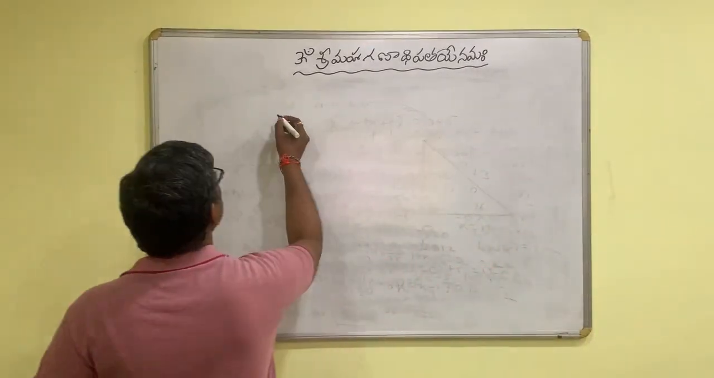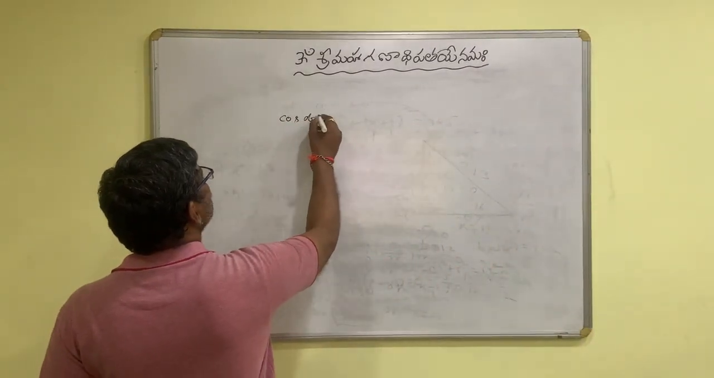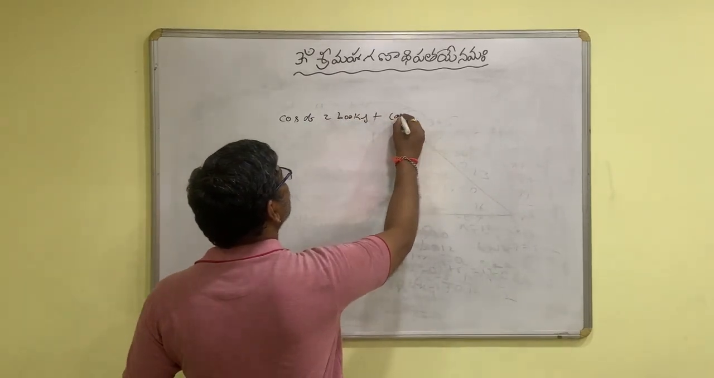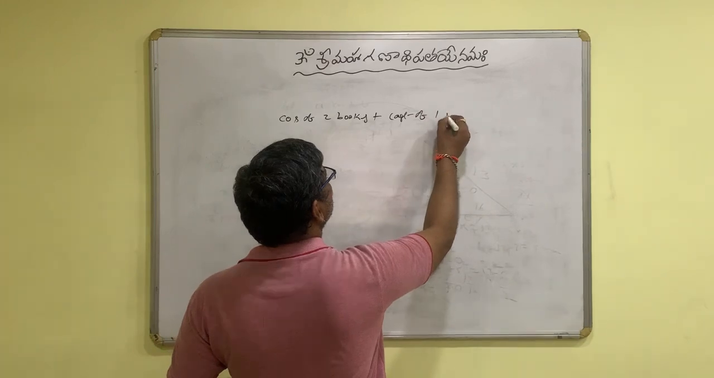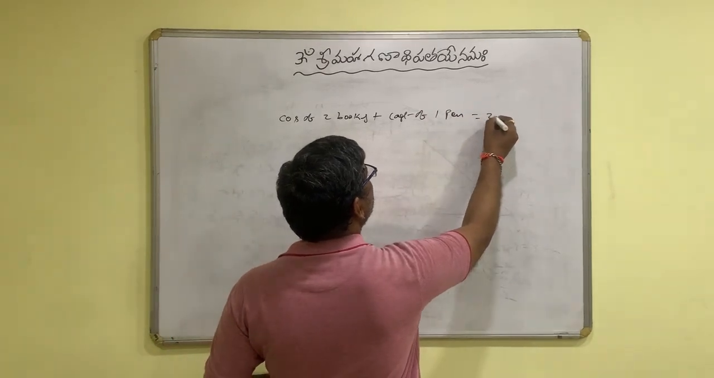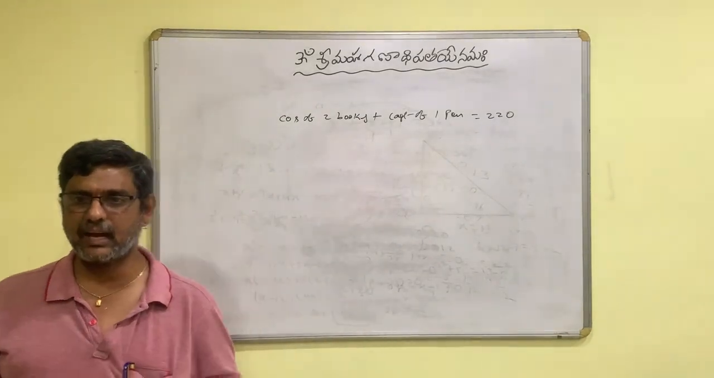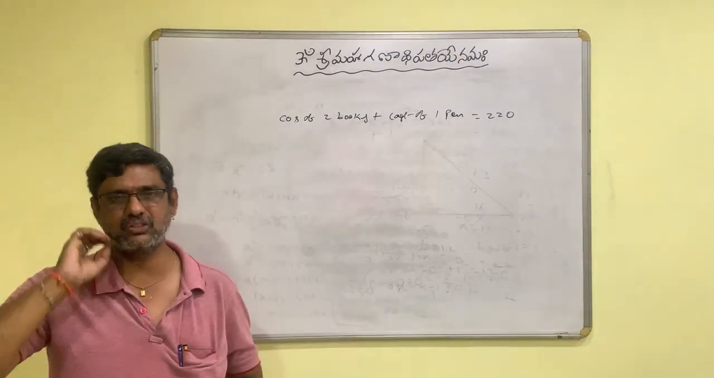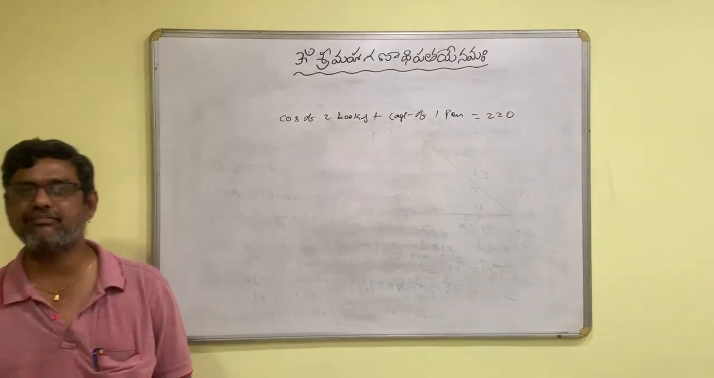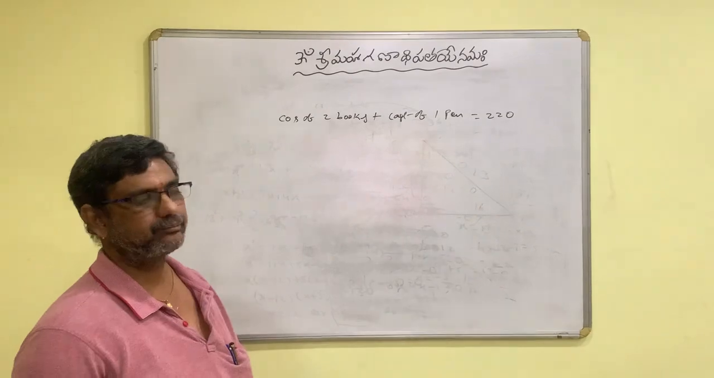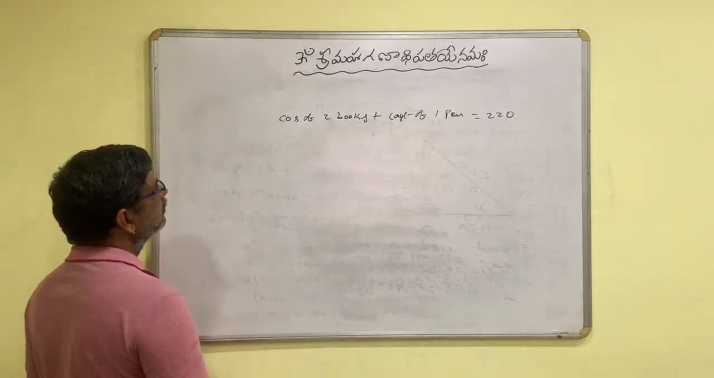Cost of 2 books plus cost of 1 pen is equal to 220.